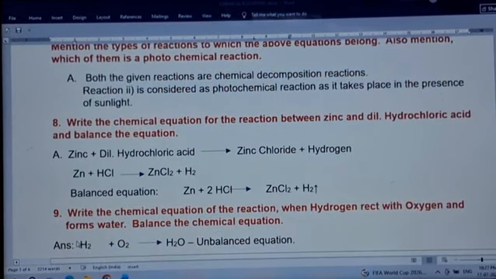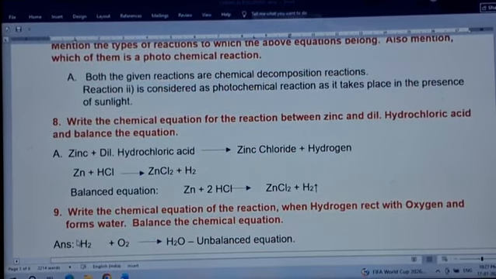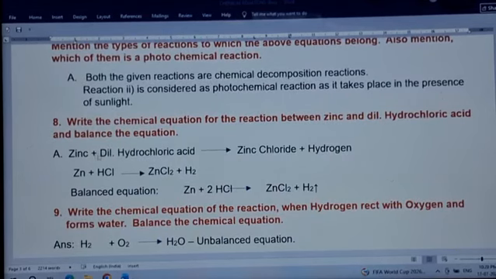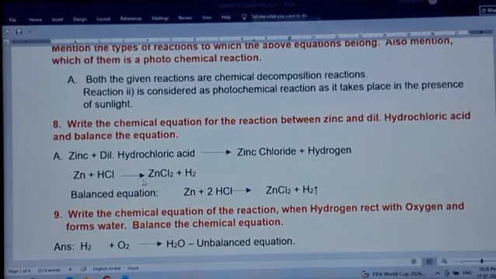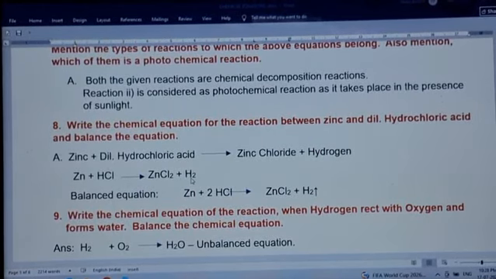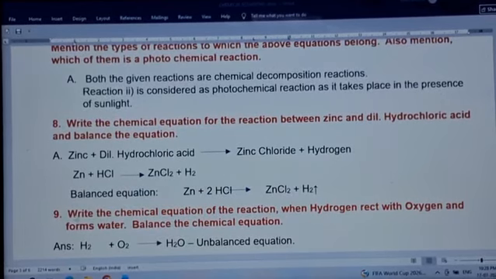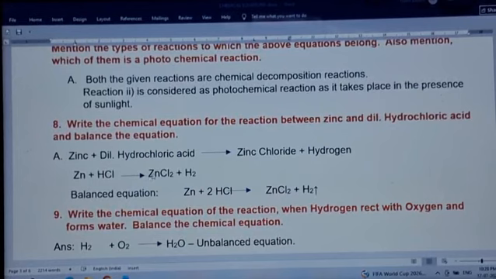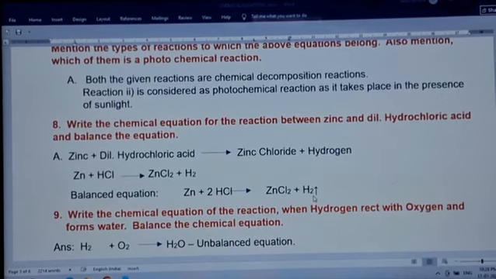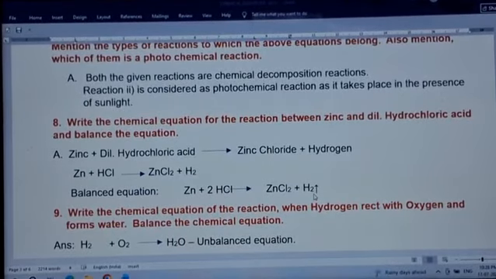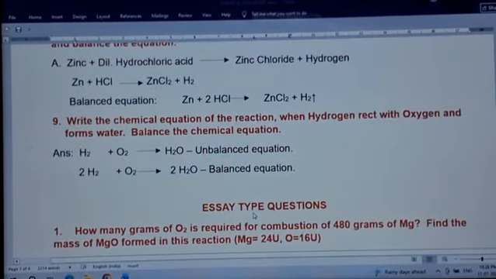Write the chemical equation for the reaction between zinc and dilute hydrochloric acid and balance the equation. Zinc, when reacted with hydrochloric acid, gives rise to zinc chloride and hydrogen. This is an unbalanced reaction. So how will you balance the reaction? Zinc 1 and 1, okay. Chlorine 2 here, so to equalize chlorine, here we have to keep 2. Now hydrogens 2 are here, hydrogens 2 are there. It's a completely balanced equation.